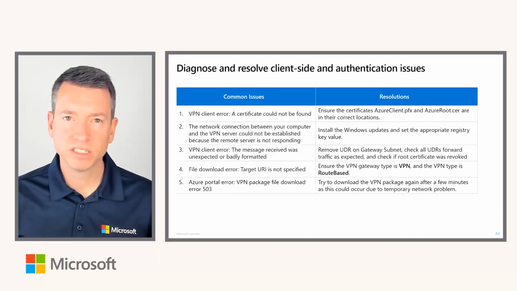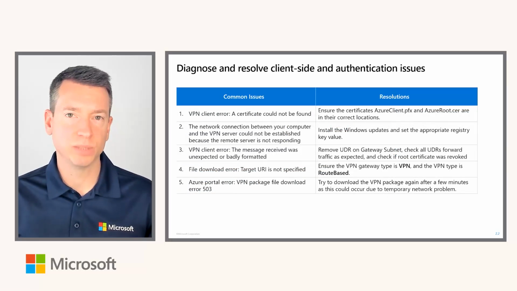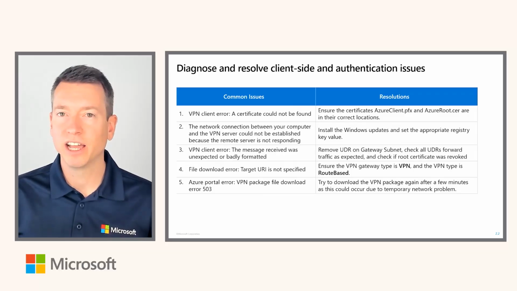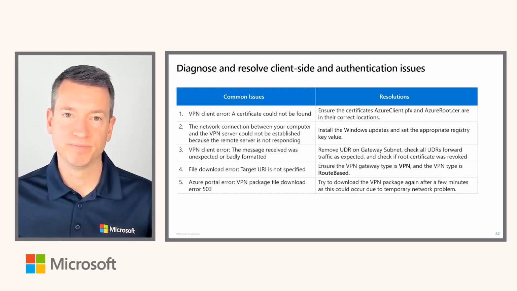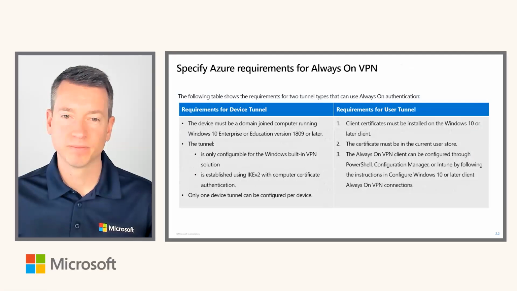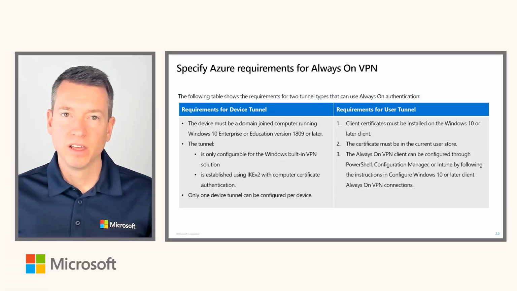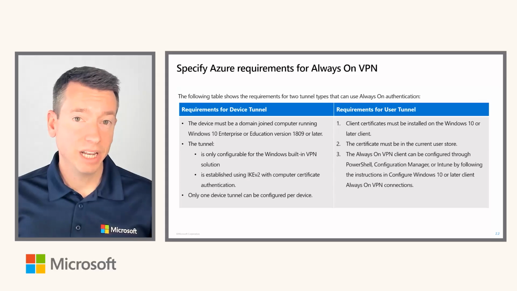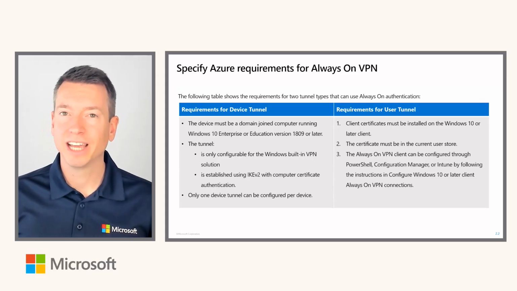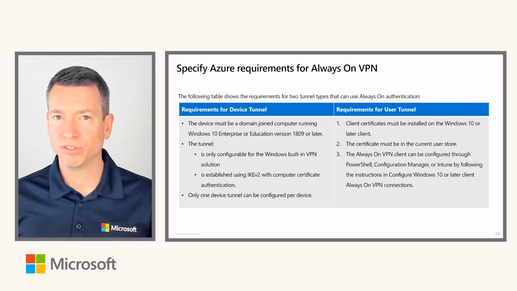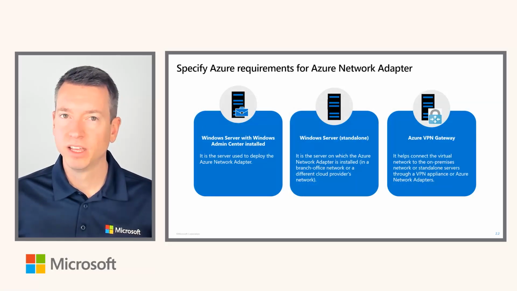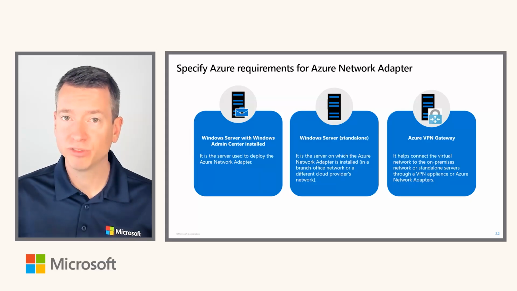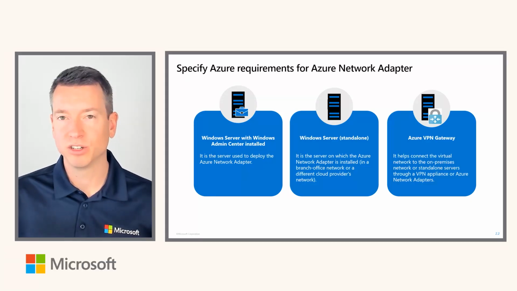Now, refer to this screen for the solutions to these problems for a quick refresher and also to see how to troubleshoot an Azure point-to-site connection. Always On is the ability to maintain a VPN connection and includes either of 2 types of tunnels: device tunnel and user tunnel. These are the key Azure requirements for Azure Network Adapter listed on the screen.